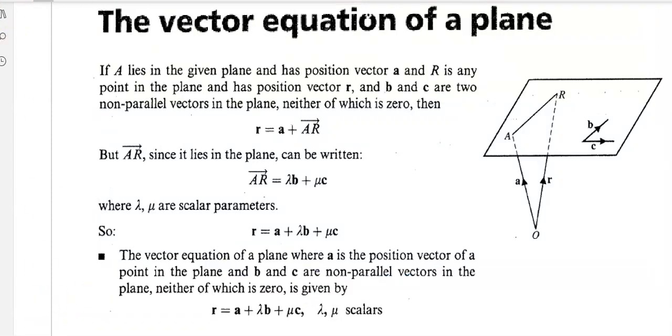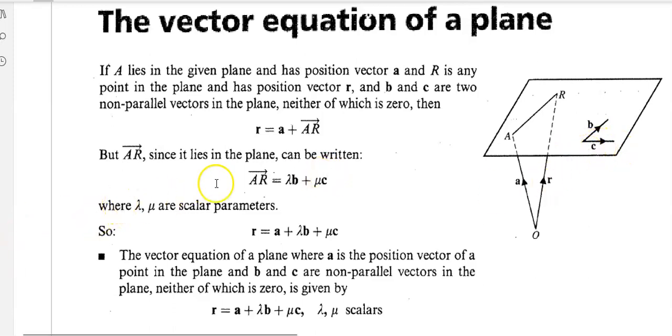Okay, the last couple of examples here, and we're also talking about the vector equation of a plane. So we've had the scalar form of a plane, we've had the Cartesian form of a plane, now we're on to the vector equation of a plane. So if you've got a point A, which lies in a plane, and R, which is a general point of the plane, and you've got B, which is some directional vector which lies in your plane, and C, which is also another directional vector which lies in your plane.